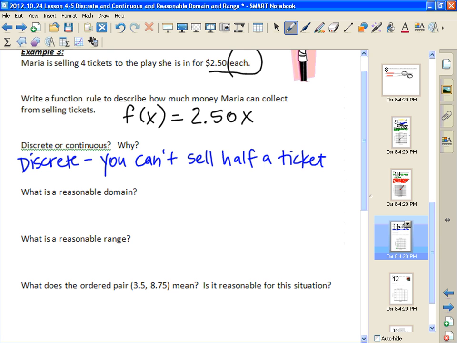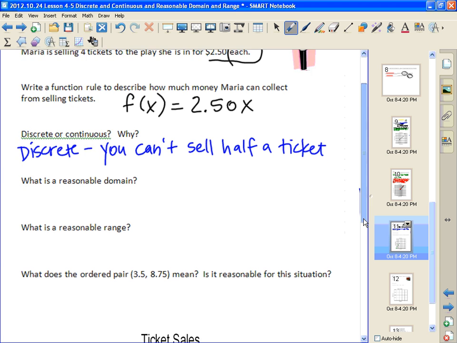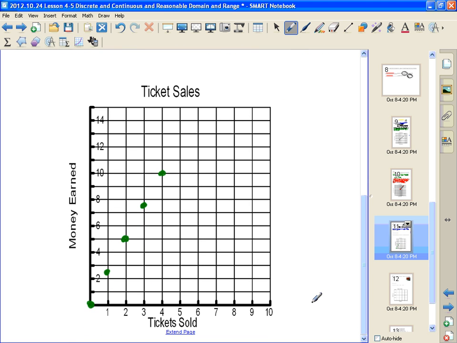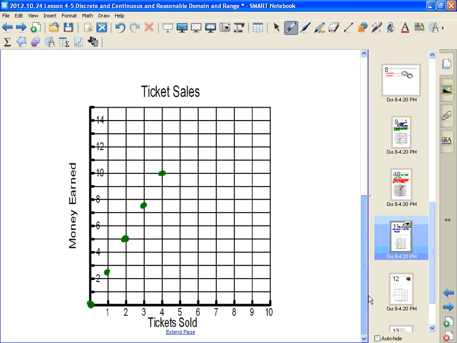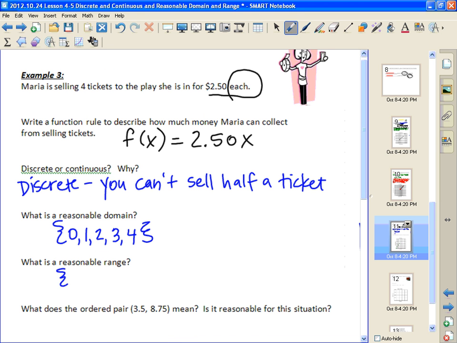Okay? Now, it says, what is a reasonable domain? Because it's discrete, we cannot make the between statement. We have to go through and list the specific numbers. So for our domain, we used 0, 1, 2, 3, and 4. So I just make a list of those values. And then in a range, I'm going to look for my y's. So my y's were 0, 2.50, 5, 7.50, and 10.